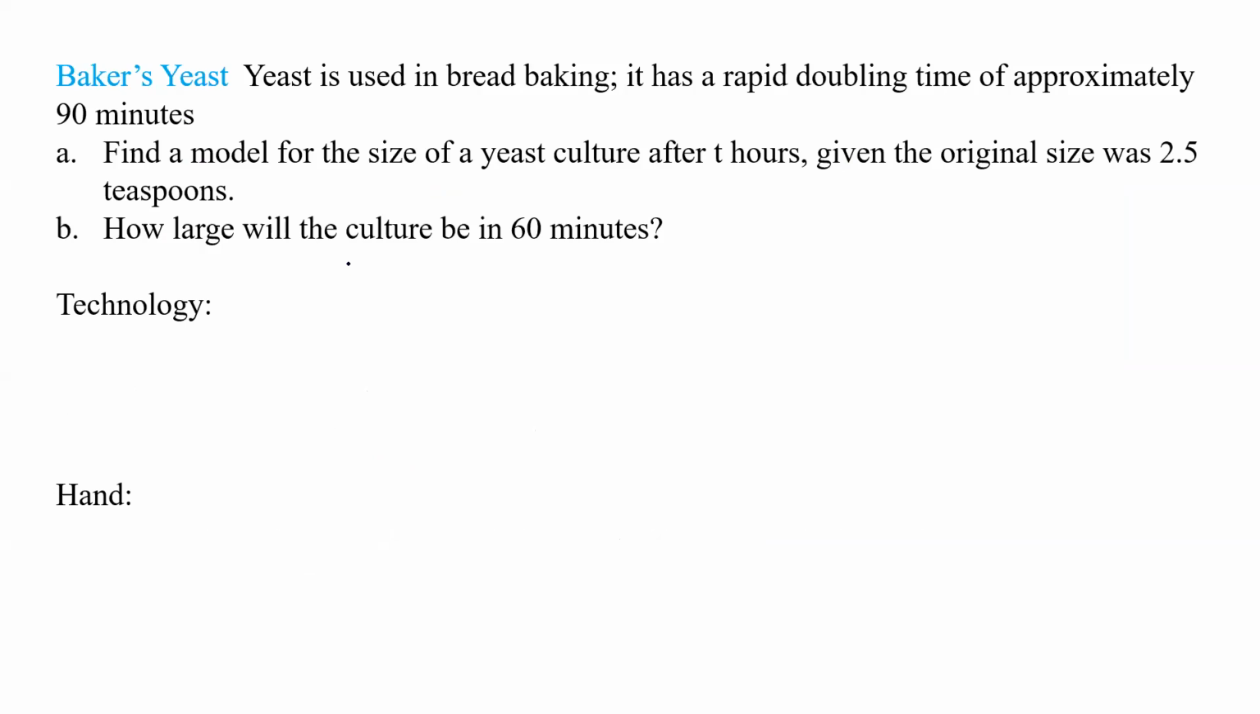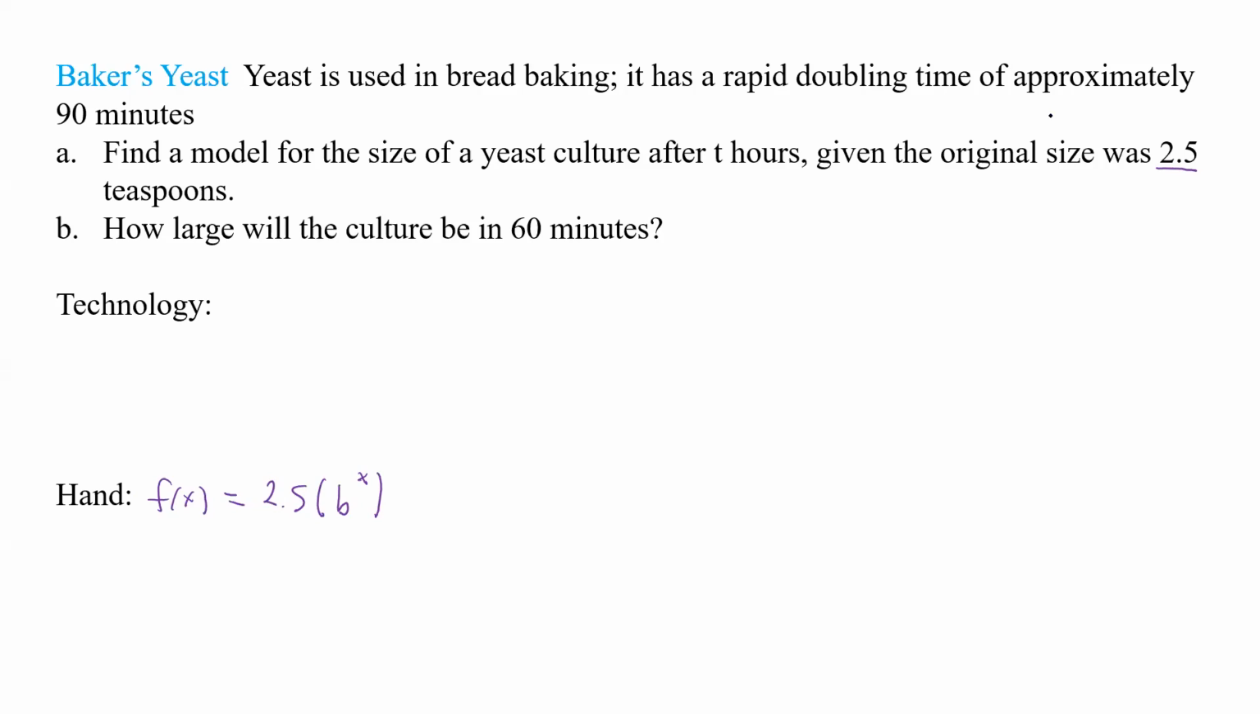Even though I have technology, I'm going to do it by hand first. So we're going to have some function, let's call it f of x. We know the original size was 2.5 teaspoons, so that's our A, 2.5. Then we take it times B, which we don't know, raised to some x power. So we have a general idea of what we're doing here.